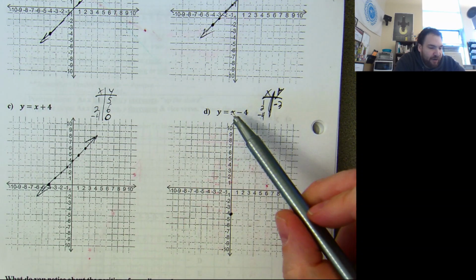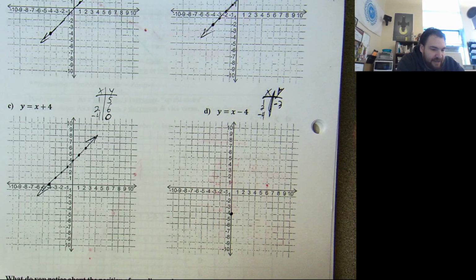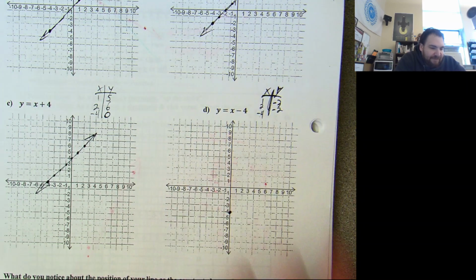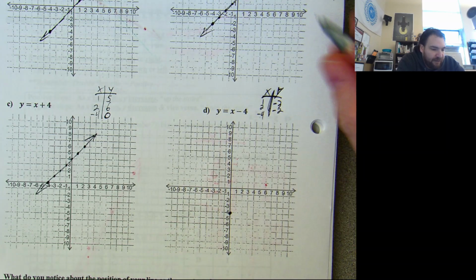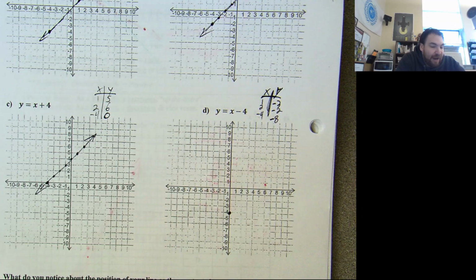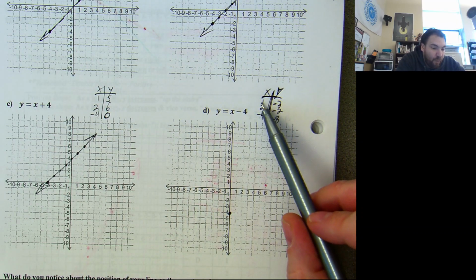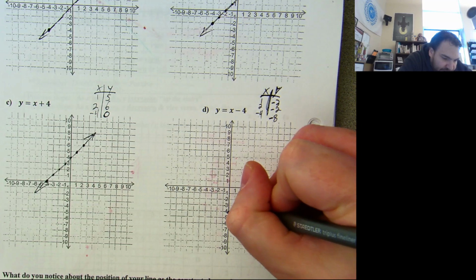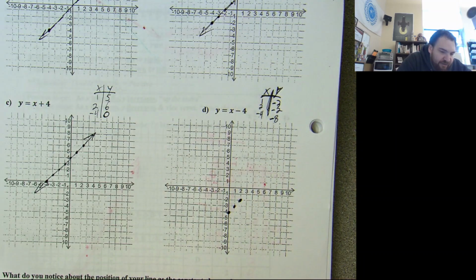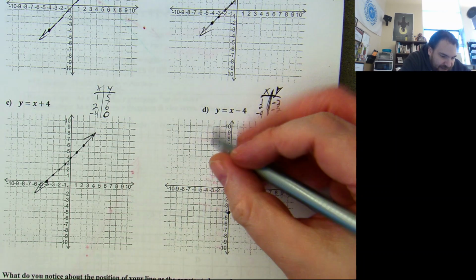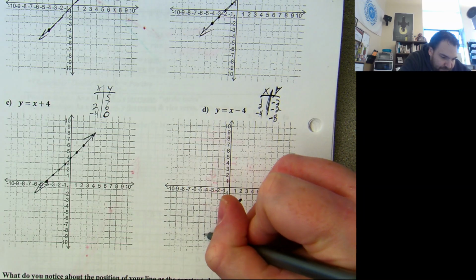If I plug 2 in here, 2 minus 4 is? -2. And if I plug -4 in here, -4 minus 4 is? -8. So let's now graph these points. 1, -3 is going to be right there. 2, -2 is going to be right there. And -4, -8 is going to be left 4, down 8.